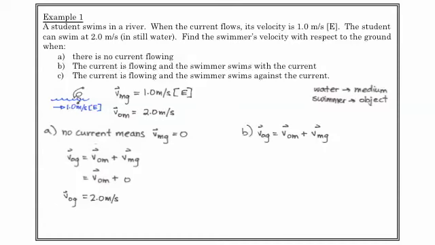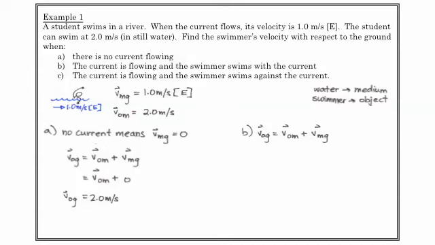Here we have, again, the same thing. If the current is flowing and the swimmer swims with the current, think about this, because you've probably had this experience where you're in a lake or in a canoe or perhaps in a boat. If you attempt to paddle or swim with the current, can you go faster or do you go slower?